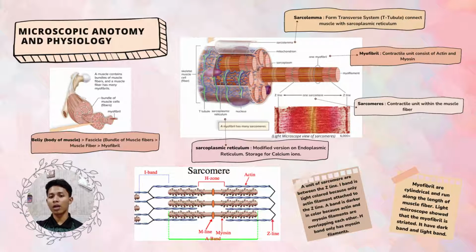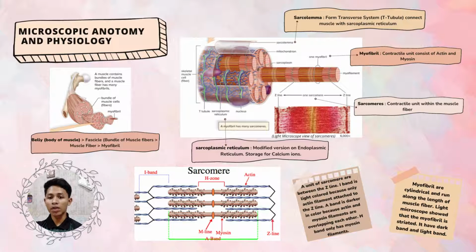Inside the belly, there are a lot of fascicles, which are bundles of muscle fibers. Inside the bundle, there are a lot of individual muscle fibers. Inside the individual muscle fiber, there are hundreds or even thousands of tiny myofibrils. Now, we focus on the individual muscle fiber. As we can see in this diagram, there are many organelles present here. Some of the crucial components are the sarcolemma, sarcoplasmic reticulum, and myofibril.